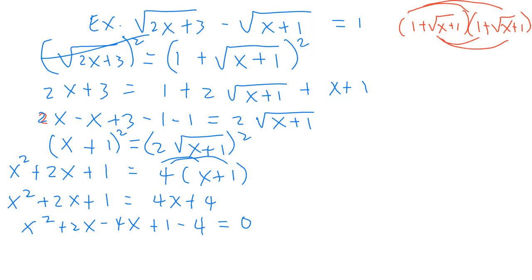Okay, so we have to combine like terms. So 2x minus 4x gives me negative 2x here. 1 minus 4 is minus 3 or negative 3, equals 0. And then I will apply factoring. Again, you can always use the quadratic formula. So your A here would be 1, B is -2, C is -3, and calculate.